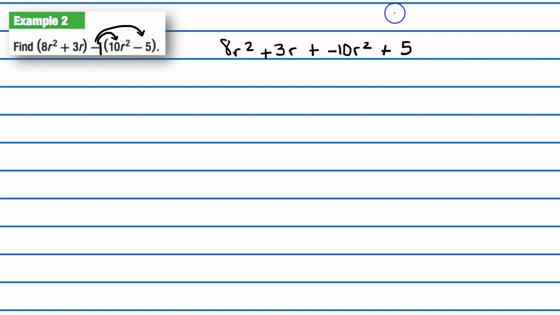Alright, so now that we have this, let's go ahead and combine like terms in descending order of the degree. Highest degree first. So 8r squared plus negative 10r squared, which would be negative 2r squared. Then we have plus 3r plus 5. And that's it.